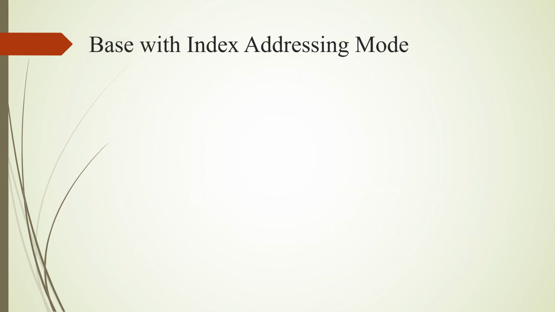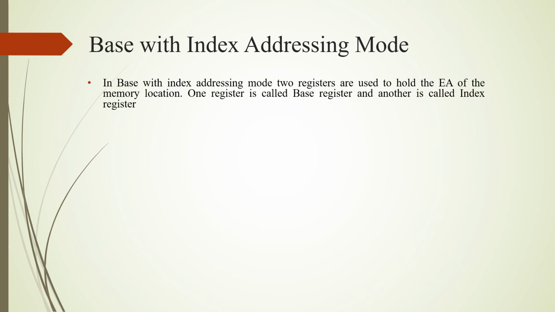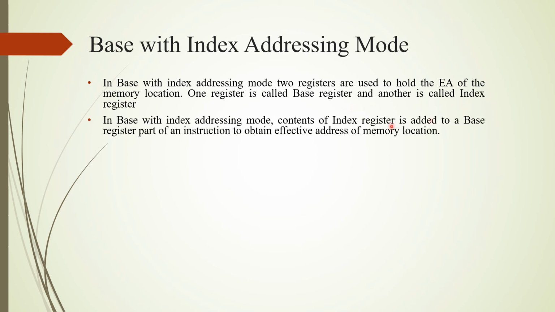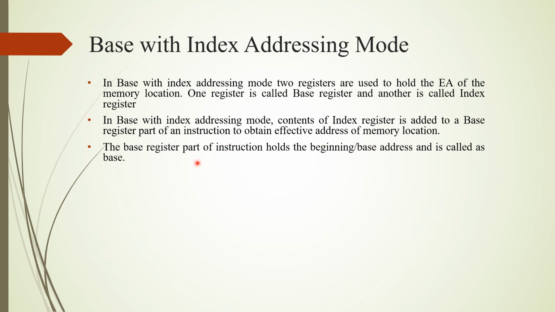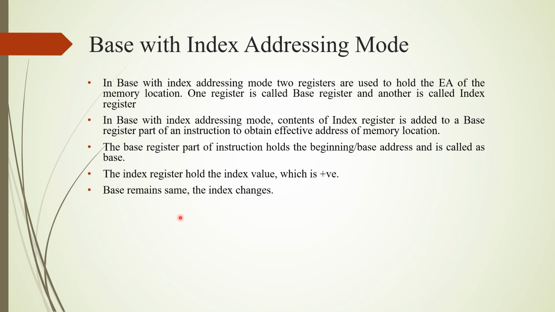Now coming to the next addressing mode, base with index addressing mode. In base with index addressing mode, two registers are used to hold the effective address of the memory location. One register we call the base register and the other register is called the index register. The content of the index register is added to the base register, which is part of the instruction, to obtain the effective address of the memory location where our operand is situated. The base register holds the beginning or base address, usually called the base. The index register holds the index value, which is always positive, and always make sure that the base remains the same and the index changes.